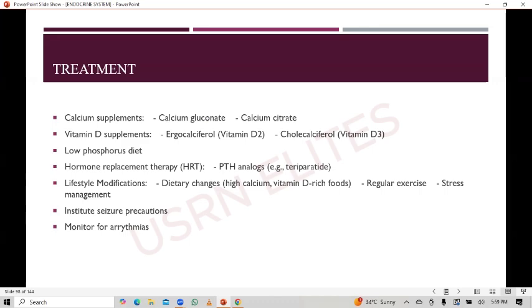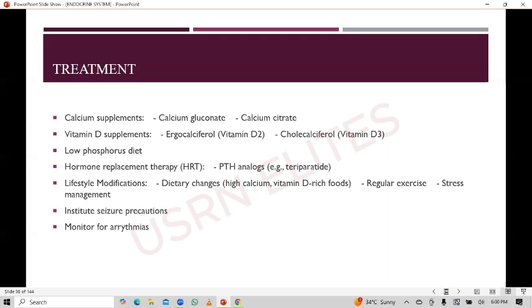Then you give what? A low phosphorus diet. Of course, there is high phosphorus over here. You must give a low phosphorus diet. Then you give hormone replacement therapy. An example of them is teriparatide. This is a hormone we give to replace or to increase the parathyroid hormone levels. You can give this hormone as well, the teriparatide. That is an example of the parathyroid hormone.